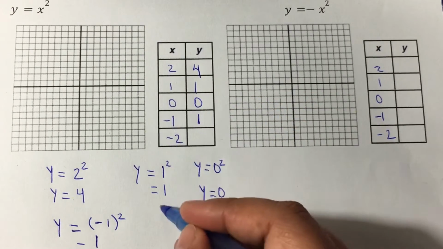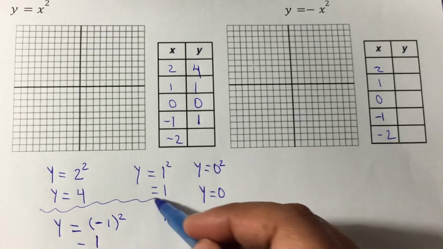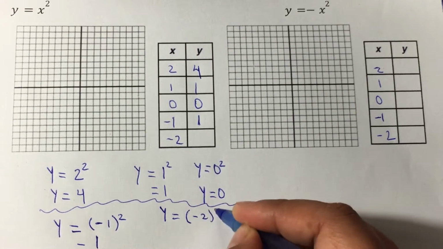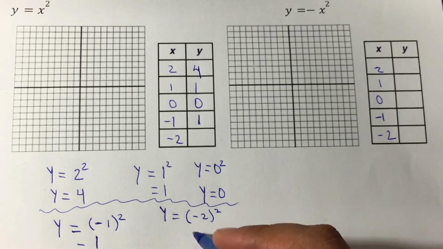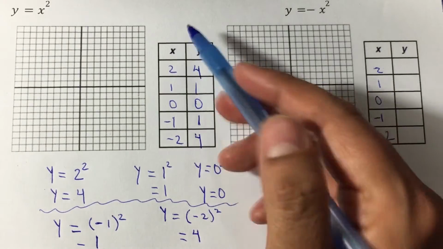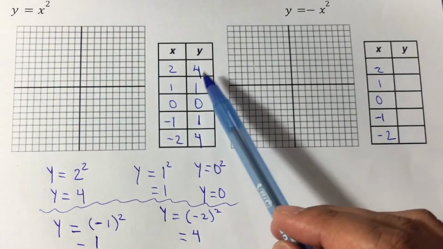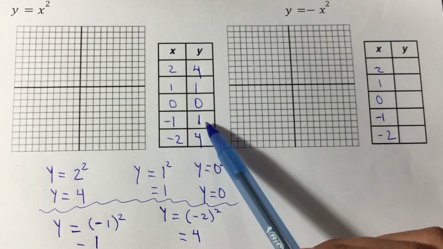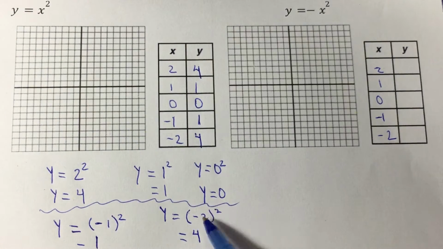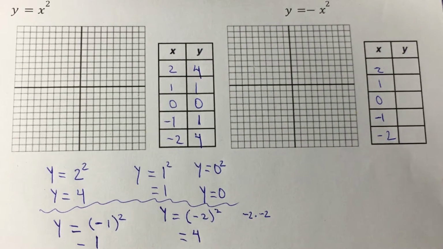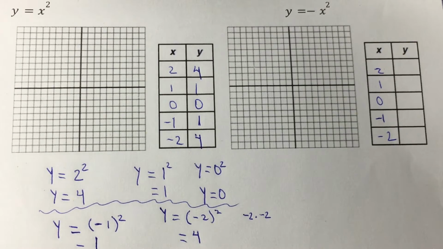For the next one, y is equal to x squared. The value of x is negative 2 squared. And negative 2 times negative 2 will be positive 4. Notice how this is an even function. Even if it's a negative value for x, it becomes positive because negative times negative. This means negative 2 times negative 2. Okay, so we have to be careful about that. Negative times negative becomes positive.